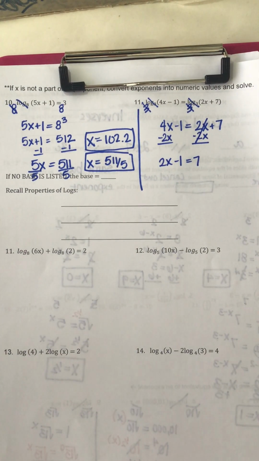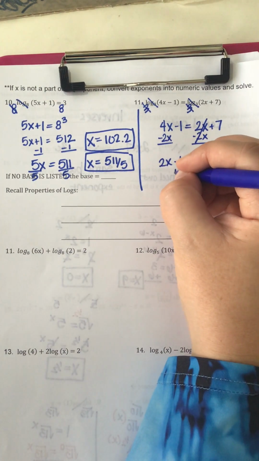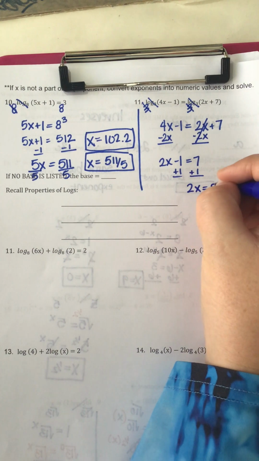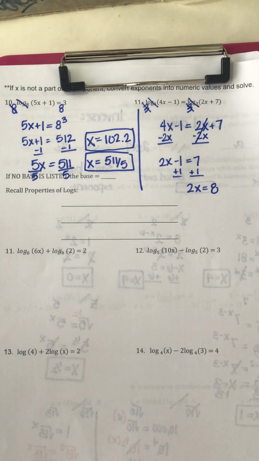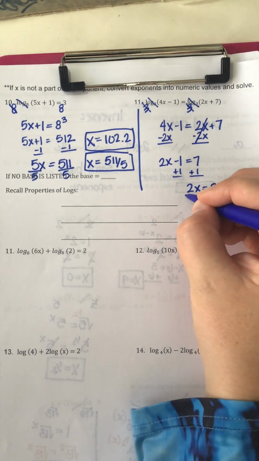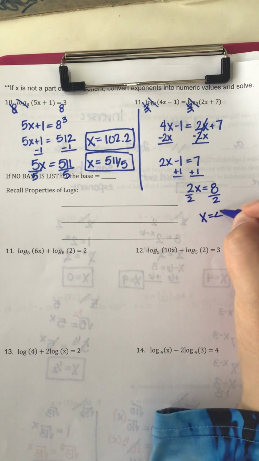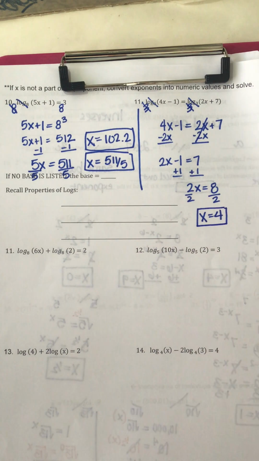What will we do after that? Okay, add the 1. 7 plus 1 gives me 8. And then last step, get rid of that 2 by dividing. X equals what? 4. Yes. Okay. So we've covered pretty much all of the scenarios where you have just one log.